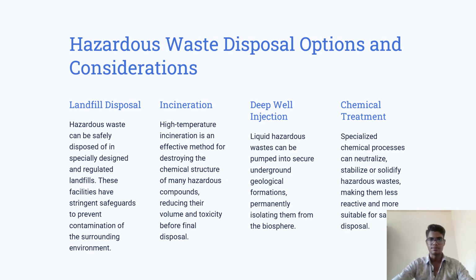Coming to hazardous waste disposal options and considerations. First is landfill disposal. Hazardous waste can be safely disposed of in specifically designed and regulated landfills. These facilities have stringent safeguards to prevent contamination of the surrounding environment. Second is incineration. High temperature incineration is an effective method for destroying the chemical structure of many hazardous compounds, reducing their volume and toxicity before final disposal.